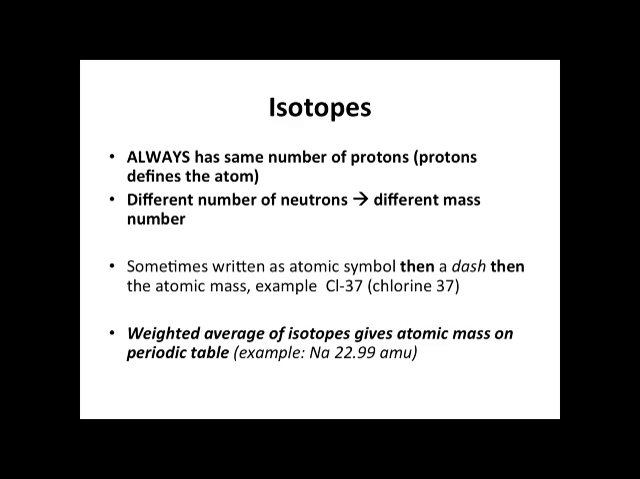So again, we can see that they always have the same number of protons because that defines what the atom is. Different number of neutrons gives it a different mass number. On the bottom, you'll see like we have chlorine. Sometimes we'll call it chlorine 37, Cl37. There's also a chlorine 35, Cl35. And that's actually how we get the weighted average of the isotopes, because that's the atomic mass or the atomic weight that's on the periodic table. So for an example, we can see sodium has an atomic weight of 22.99 AMUs, atomic mass units.